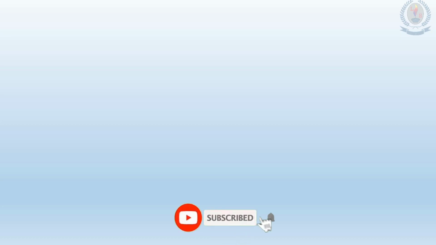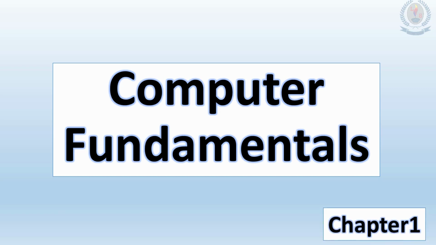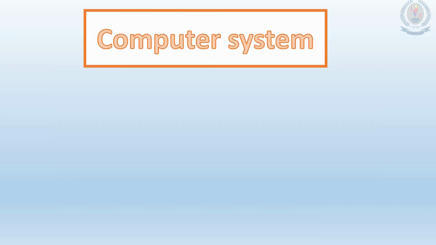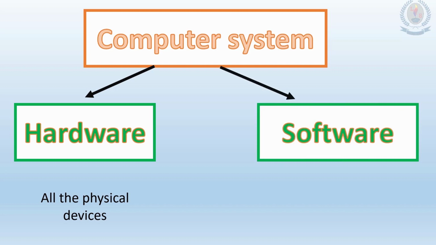Hello everyone. Today we are going to learn about computer fundamentals, which is the first chapter of your book. If we take a computer system, it contains two main parts. First one is hardware. That means all the physical devices that we can touch and feel. Second one is software. That is a set of programs, a set of instructions executed one after the other to maintain all the hardware.